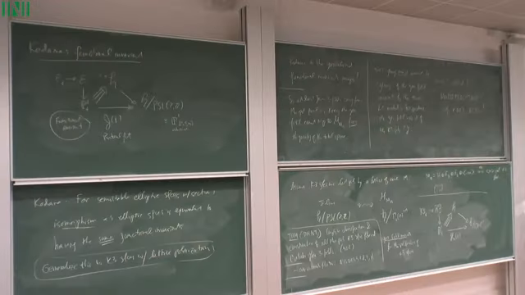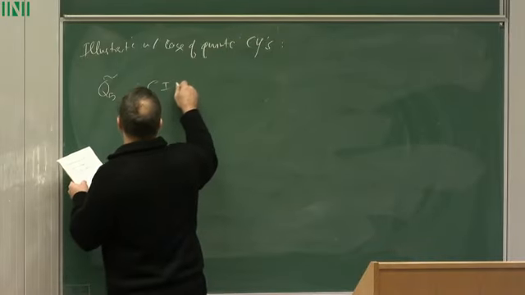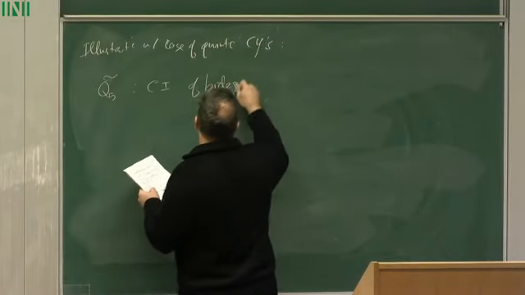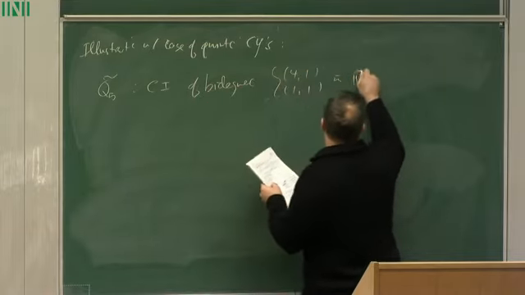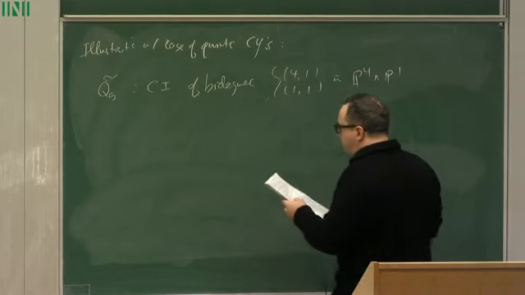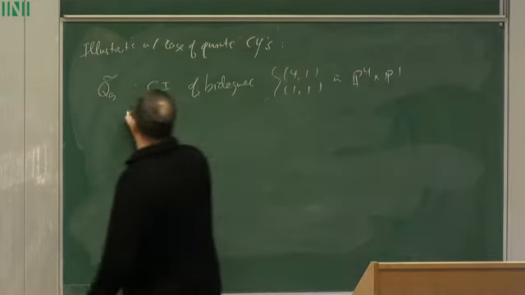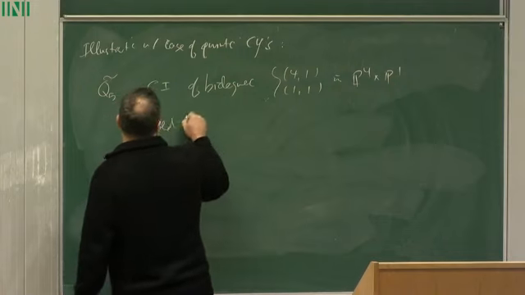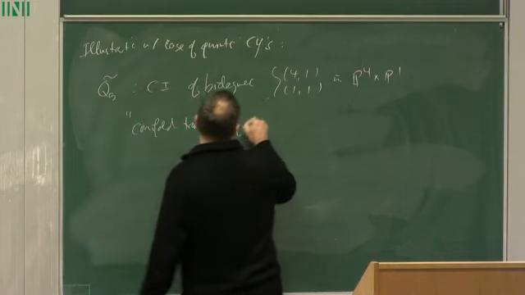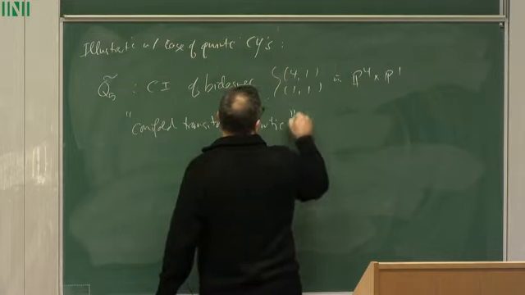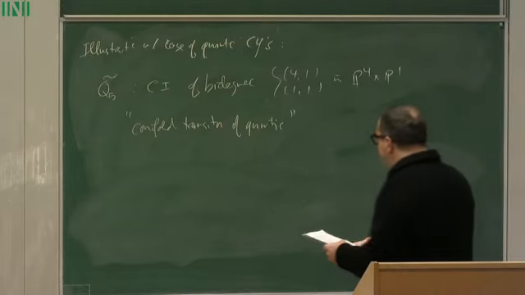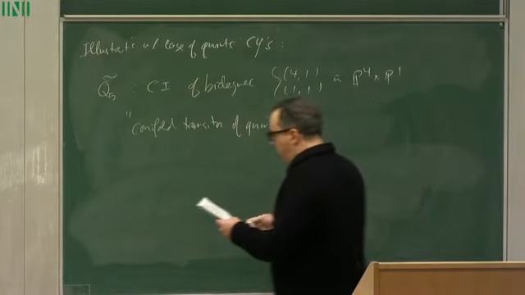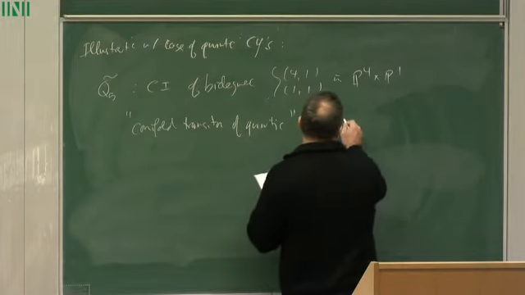Okay, so let's consider Q5 tilde. It's a complete intersection of bidegree (4,1),(1,1) in P4 cross P1. As I said, this is the conifold transition of the quintic that was studied by physicists ages ago. So it's a conifold transition of the quintic threefold in P4.